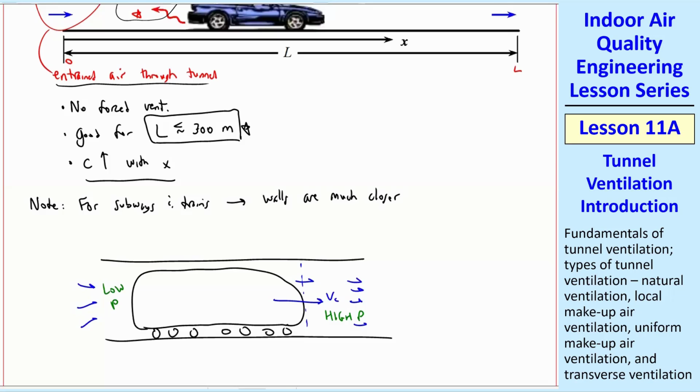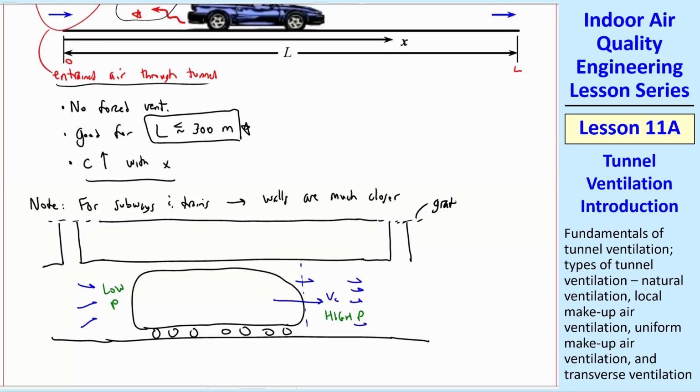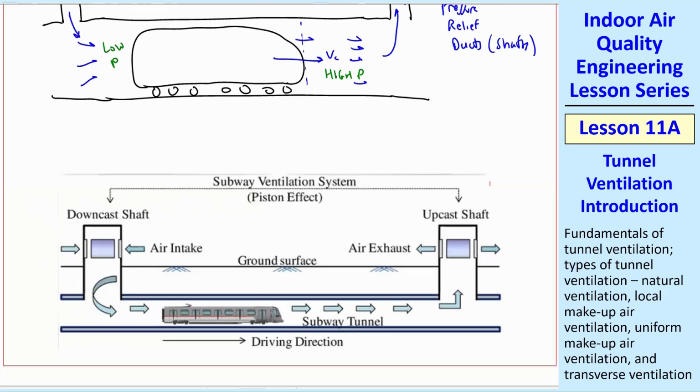So what they do is they put in relief ducts, shafts that come up. This is all below a sidewalk. So this is a grate. As the subway car is coming close to one of these shafts, it pushes the air up. Meanwhile, air gets sucked in from the sidewalk and travels behind the subway car. These are called pressure relief ducts or shafts. This particular one has air exhausting to the sides, but they can also exhaust up and down like that. So they call it a downcast shaft and an upcast shaft.